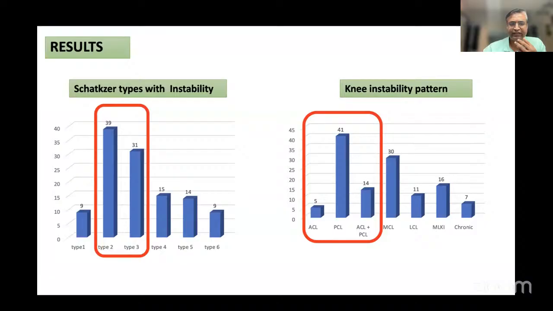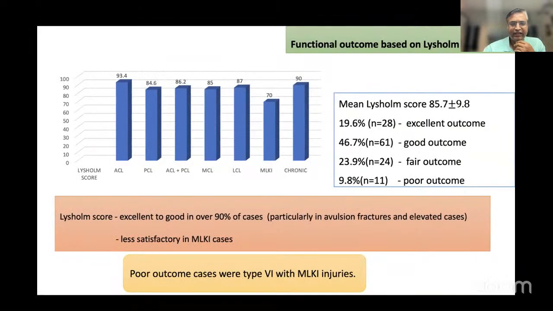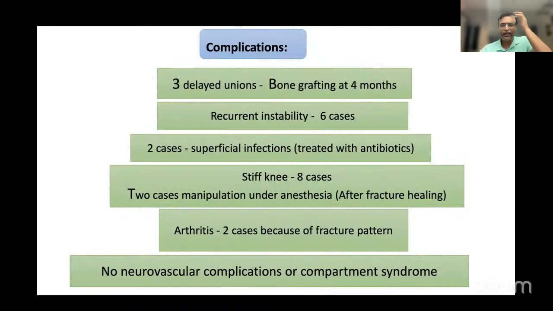So in our study, we had a significant number of type 2 and type 3 Schatzker fractures, which had associated instability. And you can see the various patterns of instability that we analyzed in our studies. And the excellent outcome was seen because of this kind of intervention where we address both the cruciate and collateral injuries.